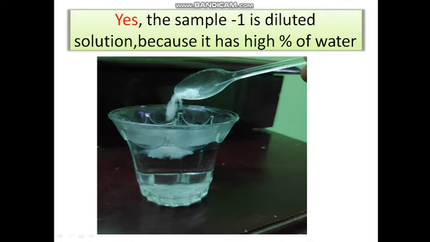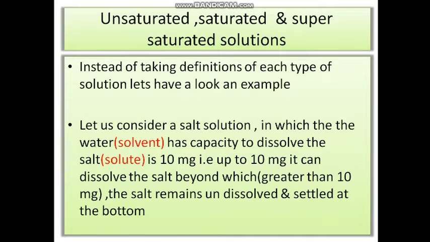Next, coming to the unsaturated, saturated and supersaturated solution. Apart from the definition, let's start with an example. We have a salt solution in which the capacity of the solvent to dissolve the salt is 10 milligrams. That is, up to 10 milligrams only it can dissolve. If you add extra salt to the solution, it can't dissolve. It remains undissolved and settles at the bottom as a precipitate.